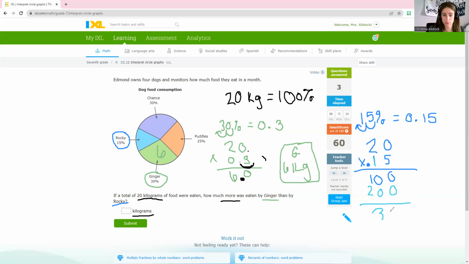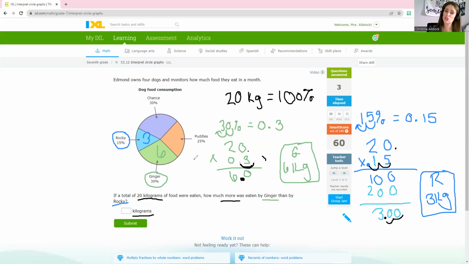When we add those up, it initially looks like a 300, but that's not our final answer. We need to deal with our decimal point. In our first number here, we don't have any digits to the right of the decimal point, but in our second number, we have 2 digits to the right of the decimal point, meaning we're going to need 2 digits to the right of the decimal point here, making this a 3. So Rocky had 3 kilograms of food.